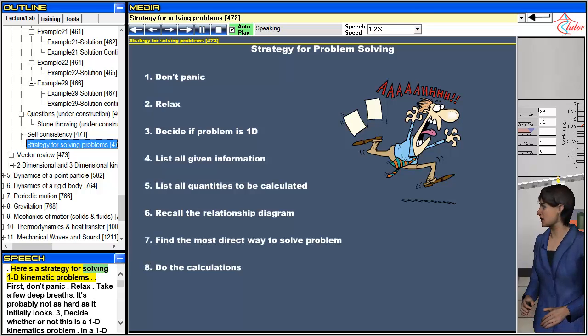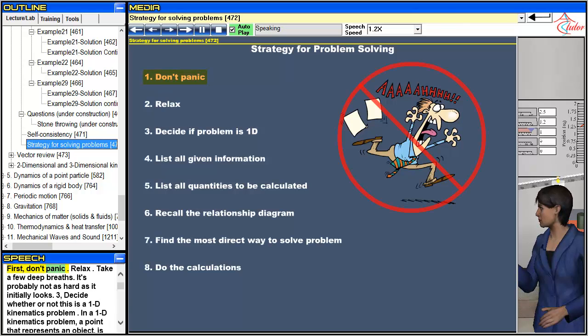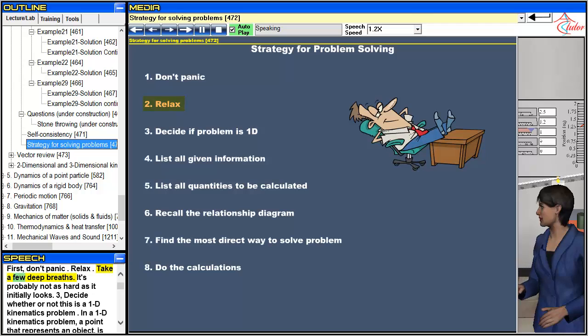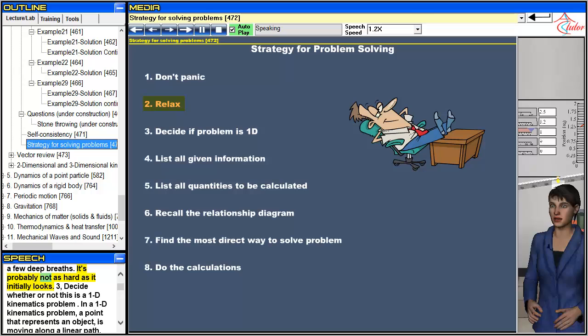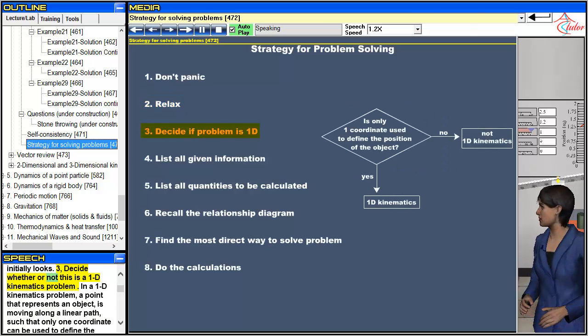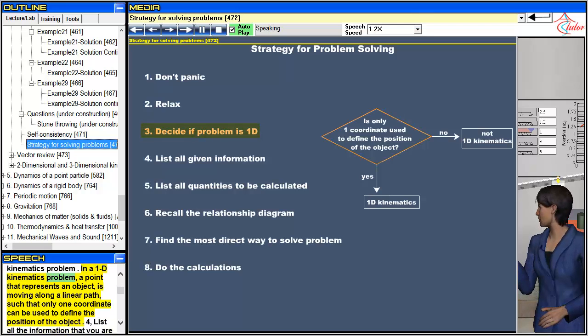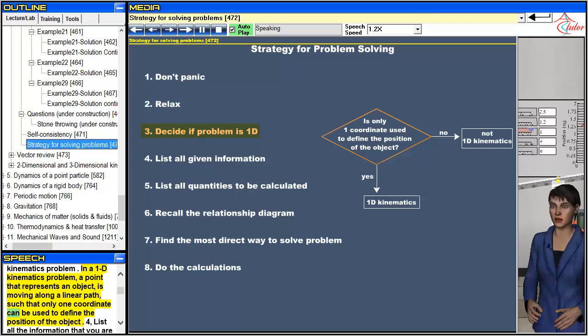Here's a strategy for solving 1D kinematic problems. First, don't panic. Relax. Take a few deep breaths. It's probably not as hard as it initially looks. Third, decide whether or not this is a 1D kinematics problem. In a 1D kinematics problem, a point that represents an object is moving along a linear path, such that only one coordinate can be used to define the position of the object.